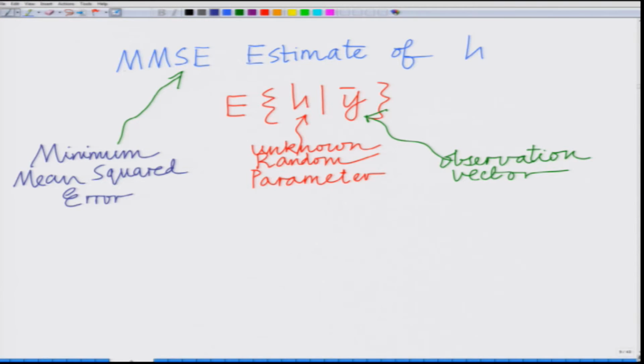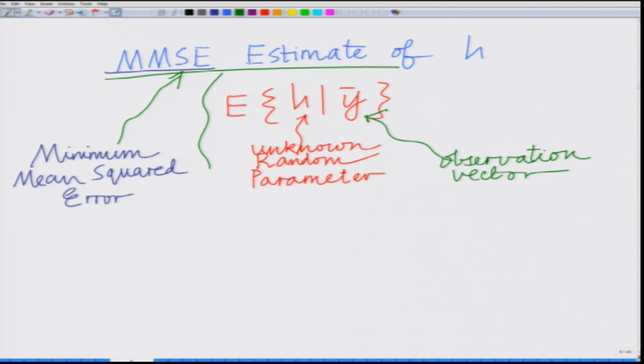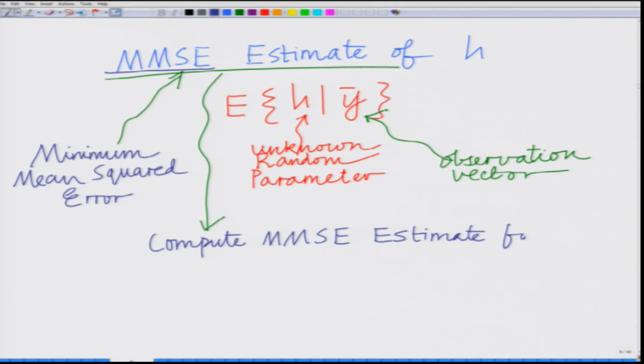MMSE stands for the minimum mean squared error, and this is an important aspect of the estimation. So let us now illustrate how to compute this MMSE estimate for a Gaussian scenario. What we want to do in today's module is to compute this MMSE estimate specifically for a Gaussian scenario, that is, when the parameter h and the observation y are jointly Gaussian.